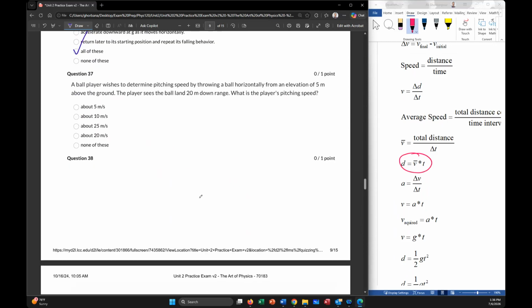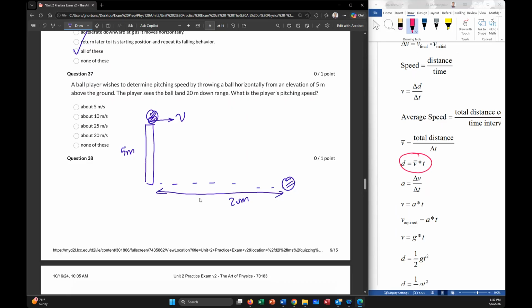37. A ball player wished to determine pitching speed by throwing a ball horizontally from an elevation. Let's say this is a 5-meter elevation. It's telling us that the player is throwing the ball horizontally. Good? The player sees the ball land how many meters down range? It's going to be 20 meters. It's going to be here, yes?